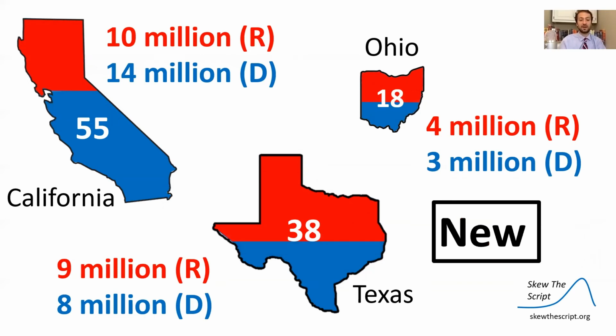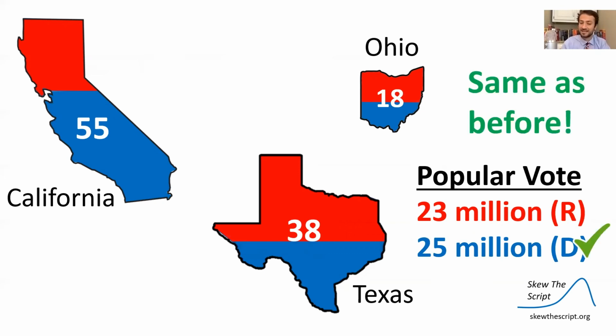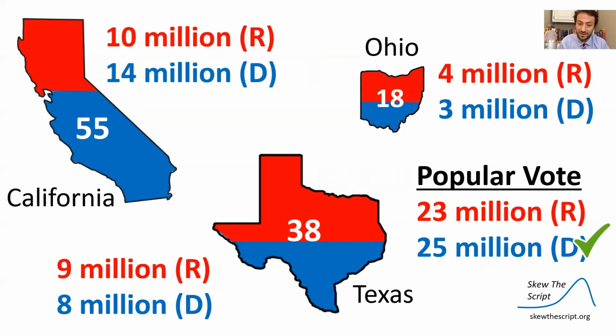In Texas, we have 9 million Republicans to 8 million Democrats. In Ohio, it's now 4 million Republicans to 3 million Democrats. The popular vote has not changed. Democrats still have the edge, 25 to 23 million. It's the same result as before. Since we just moved people around, we didn't add new Republicans or add new Democrats, we have the same popular vote. However, remember that the Electoral College is winner take all.